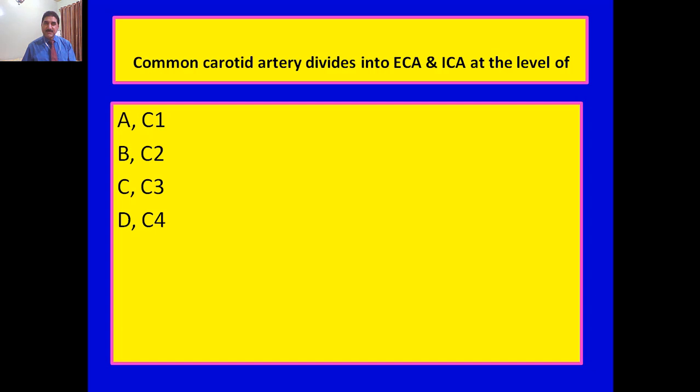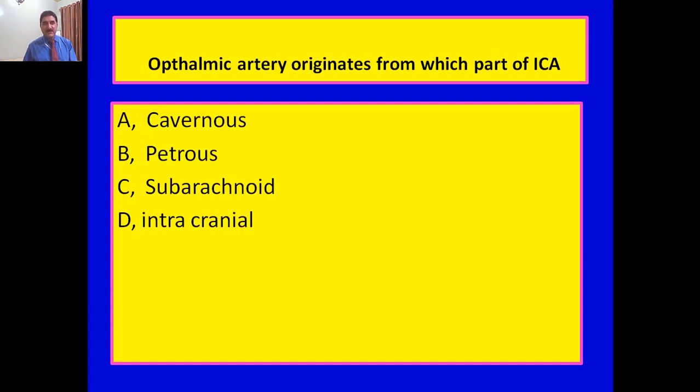Our first question is, the common carotid artery divides into the external carotid artery and internal carotid artery at the level of the body of the first cervical, second cervical, third or fourth cervical vertebra. The correct answer is it divides at the level of the fourth cervical vertebra. The ophthalmic artery originates from which part of the internal carotid artery? Cavernous, petrous, subarachnoid, intracranial. The correct option: it originates from the cavernous part of the internal carotid artery.